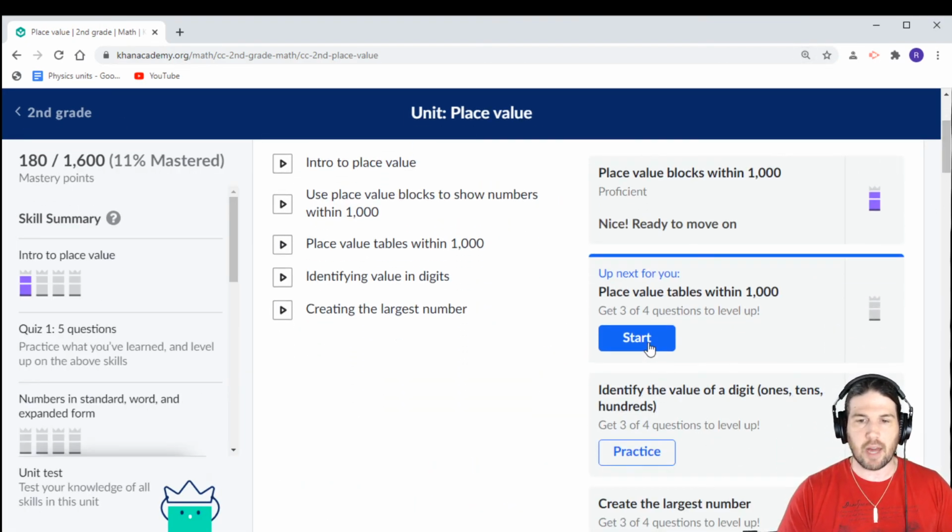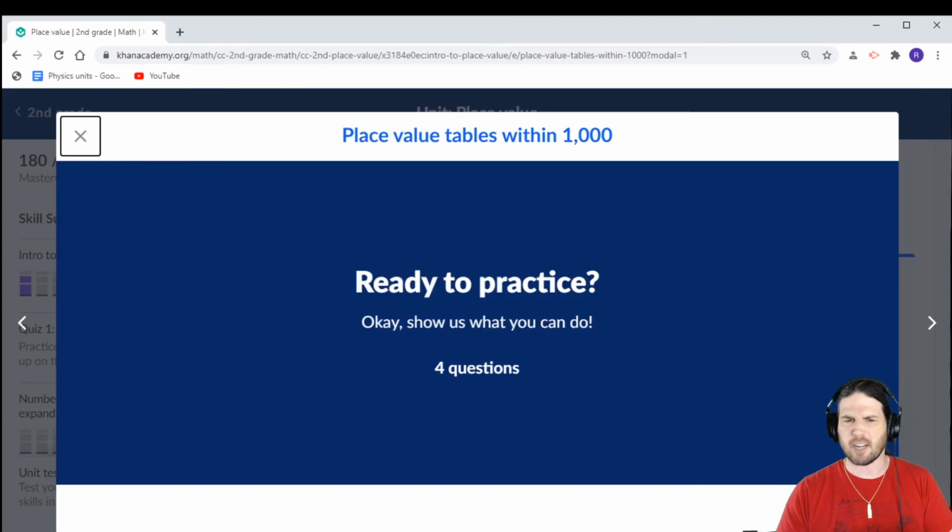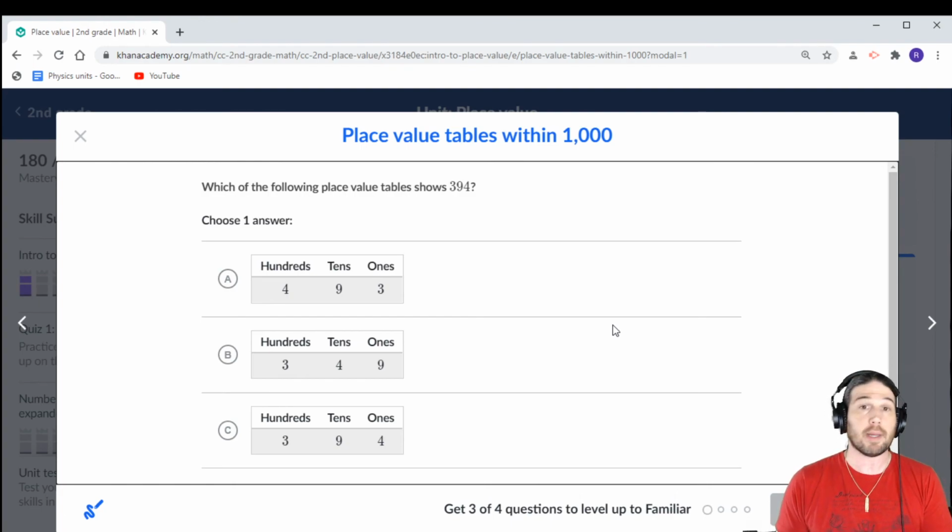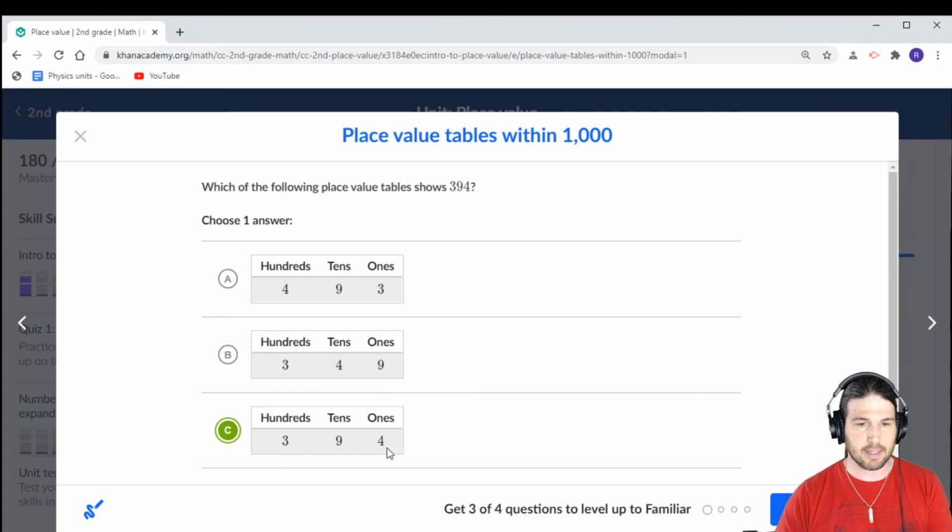Okay, what do we got? Place values within 1,000. I am ready to practice. I will show you what I can do. Which of the following place value tables shows 394? And by the way, the ability to look at 394 and say 394 is another skill that we will be talking about in just a few minutes here. So being able to go between words and digits and hundreds, tens, ones, being fluent there is the whole purpose of this particular set of topics. So 300s, 9 tens, and 4 ones, 394.